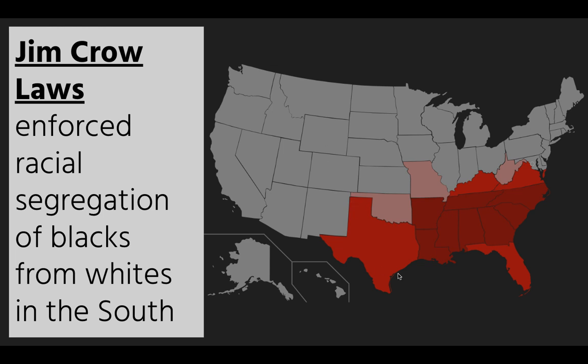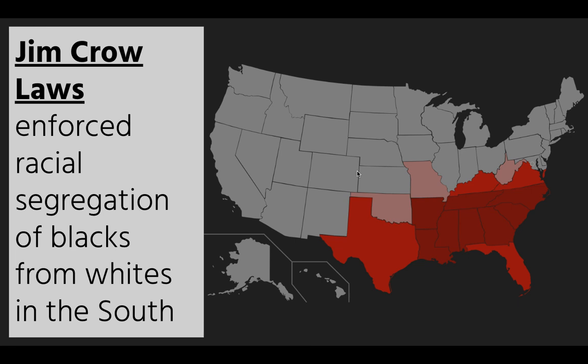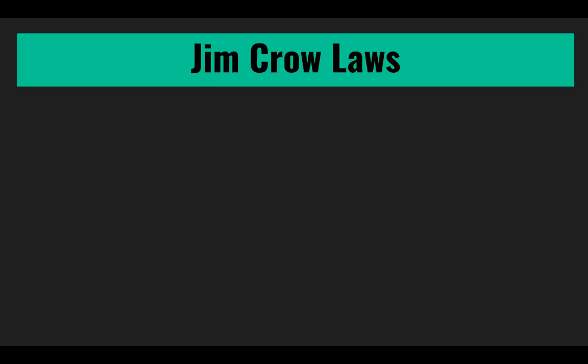We call all of these states in red, right? This is the South, right? This is the Deep South. All of these places in red existed under what we call Jim Crow laws. And those are laws that were specifically designed and actually enforced racial segregation in the South. So all the small and big rules that really made it possible for the separation of races, those are called Jim Crow laws. A couple of examples.